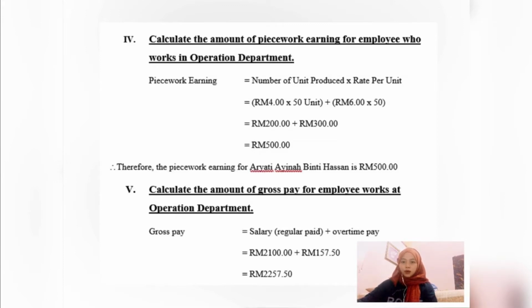The last one, the amount of gross pay for an employee who works at the operation department. Gross pay equals salary, regular pay, plus overtime pay. So, 2,100 ringgit plus 157 ringgit 50 cent. So, the total is 2,257 ringgit 50 cent.